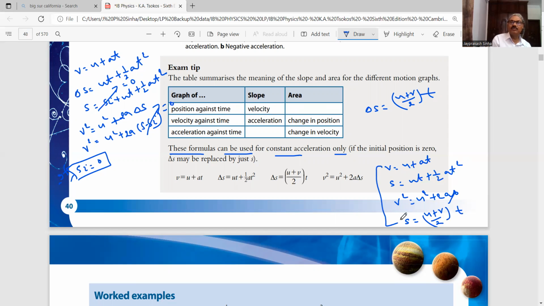And this is only possible when your initial position is 0, means si is equal to 0. If si is not 0, if si has some value, in that case, this is the complete equation. So both the equations you have to know. It depends on the problem, what is given in the problem, and then according to the problem, you have to apply this formula and solve the problem and get the solution.